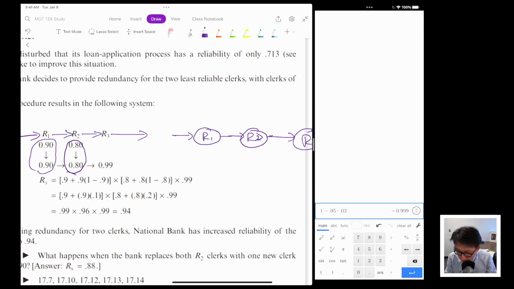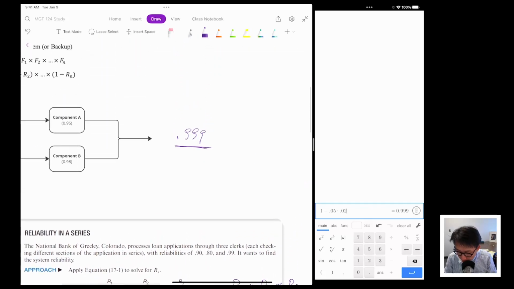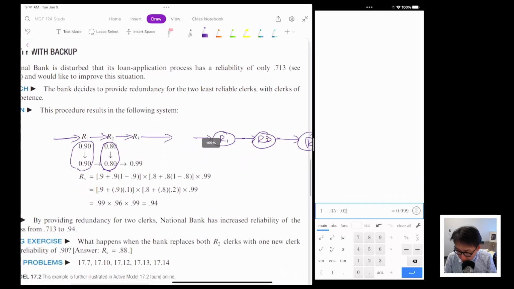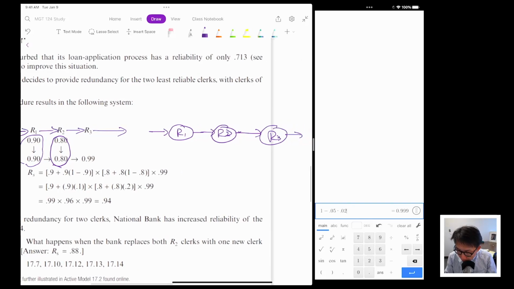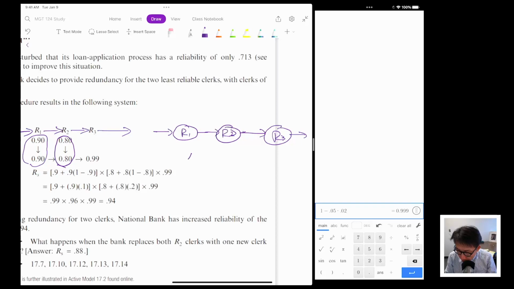So why do you need to figure out the reliability of R1? Because R1 is no longer just one component. This is a component with a backup. Therefore, you need to think about the case where at least one of those two components, one being the backup, one being the original, is working. So the way I will calculate for R1 is this.